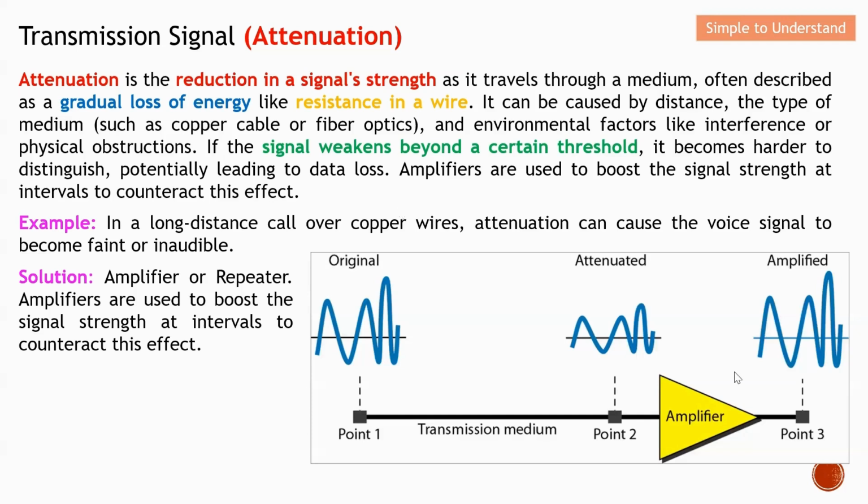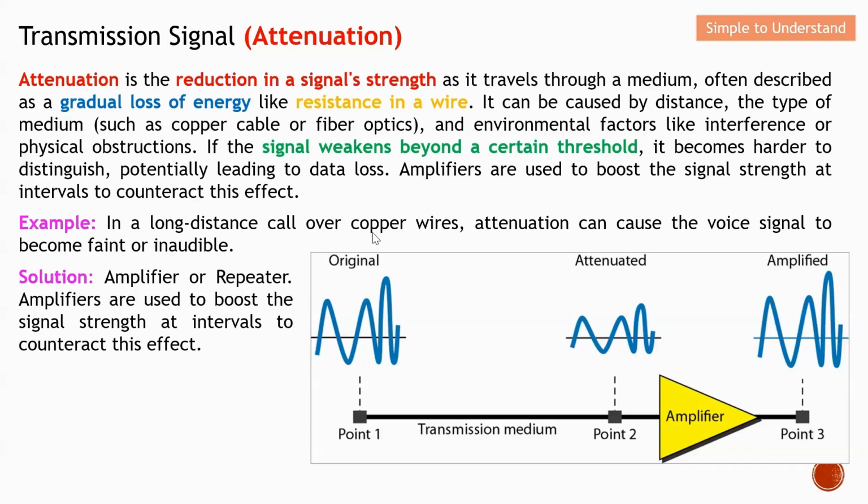However, in this diagram, you can see that an amplifier can easily be used to boost the signal strength again. Basically, the amplifier will only boost up the amplitude. So the amplifier can easily solve the problem of attenuation by boosting up the signal strength to counter this effect.